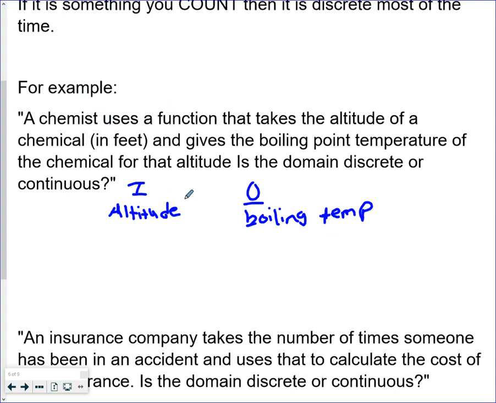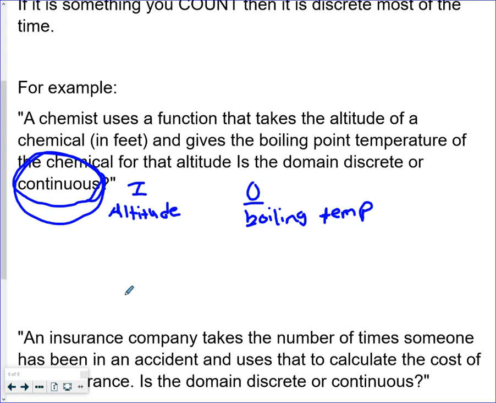So, altitude. Altitude is measured in feet. It's the feet above sea level that you're at. Altitude is something we measure. We don't count the altitude, we measure it. Therefore, this domain is going to be continuous because we have to measure how far above sea level the chemical is at. So we don't count 1 foot, 2 feet, 3 feet, 4 feet. We have to measure with a ruler or with some sort of tool how far up the chemical is, or how far down the chemical is if it's below sea level, for our input.